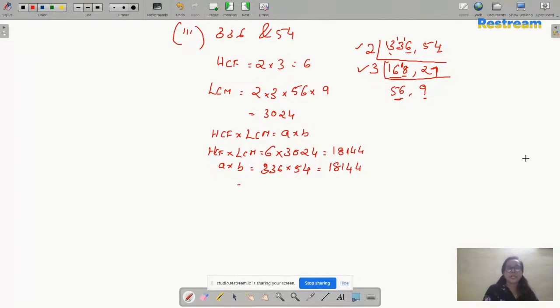Therefore, LHS is equal to RHS. Next one, hence verified. That's all. We have to verify the result. So, what do you want to write? Hence verified. Okay, that's all. So, may stop.